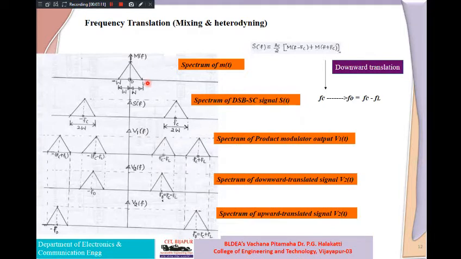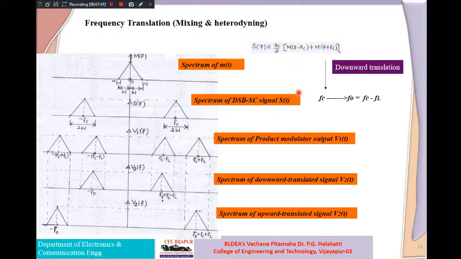So guys, this is the whole frequency spectrum of your message signal, which is band limited between -W to +W, totally having a bandwidth of 2W. Now when you multiply this with the locally generated oscillator signal, we finally got this, that is the spectrum of the DSB-SC signal s(t). So this we got here.